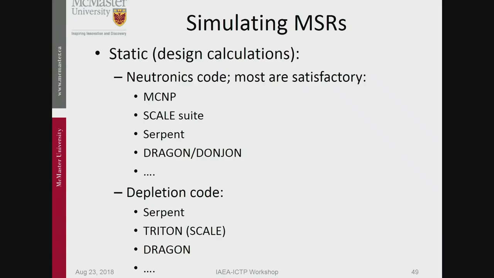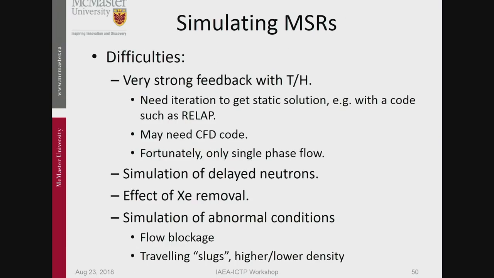Okay, well, this is about codes. You use the usual codes, MCNP, SCALE, Serpent, Dragon. For depletion, you can do all of that. That's all not difficult. The difficulty is that you have the very strong feedback with the thermal hydraulics. So you need to have some serious codes here.